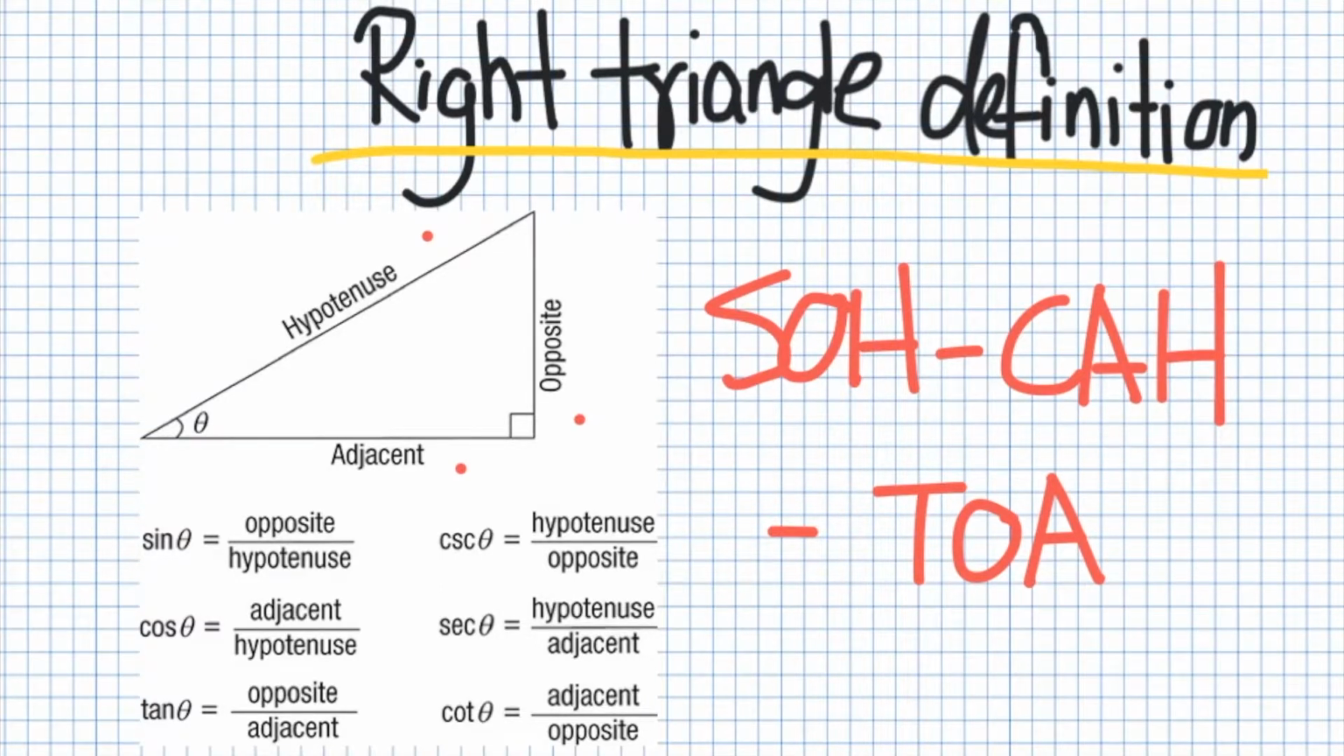And cosecant, which is the same thing as 1 over sine, is hypotenuse over opposite, and secant is 1 over cosine, which gives us hypotenuse over adjacent. Cotangent is 1 over tangent, and that would be adjacent over opposite.